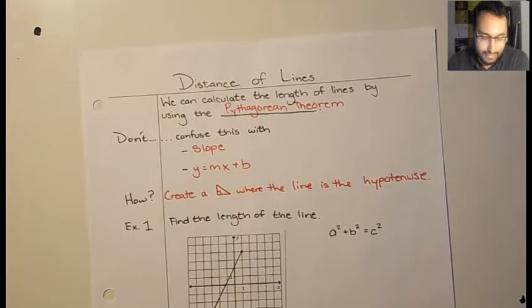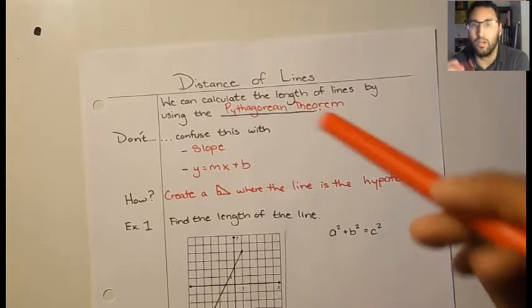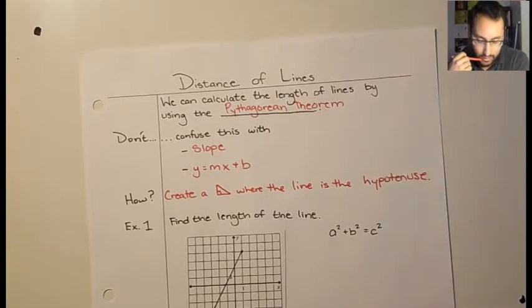So the first blank, it says, we can calculate the length of lines by using the Pythagorean theorem. So that's a squared plus b squared equal to c squared. Certain things I don't want you to confuse this with is slope. That's where you're finding of a line rise over run. Or y equals mx plus b, slope intercept form. That's where you find the y-intercept and then also the slope, and then write it into an equation. That's not what we're doing. What we're finding is the length of the line.